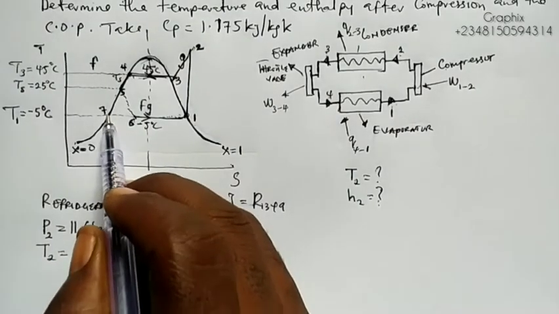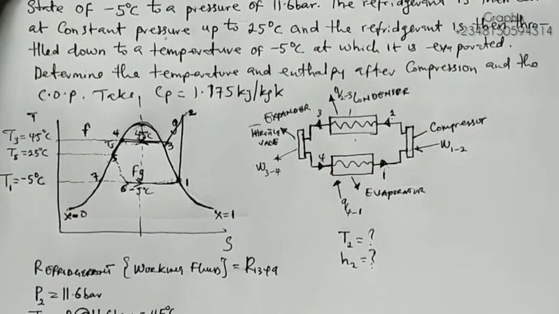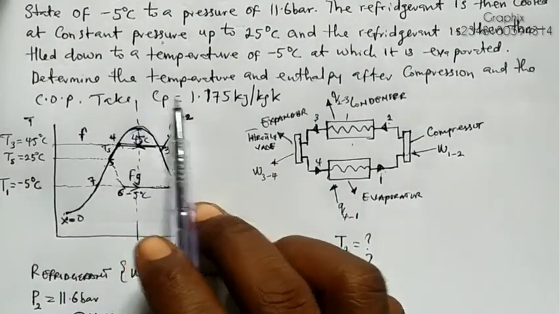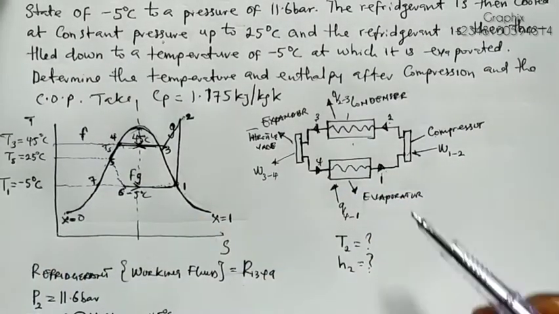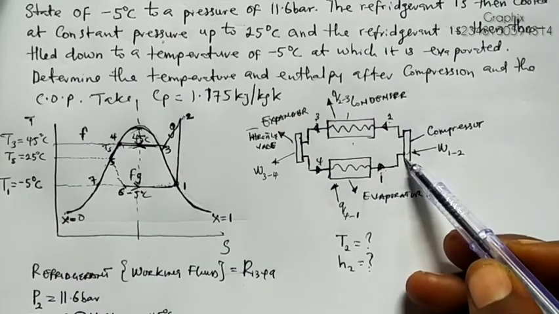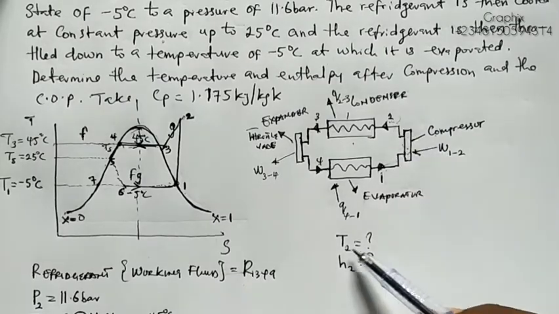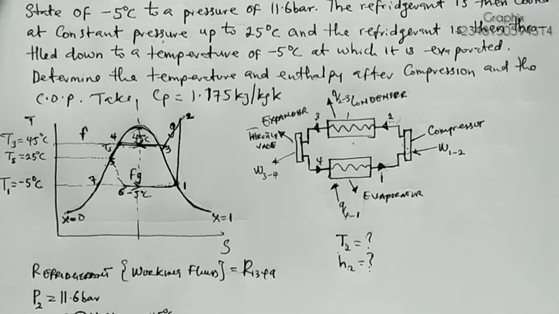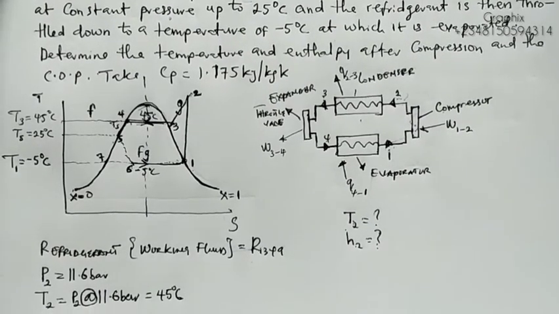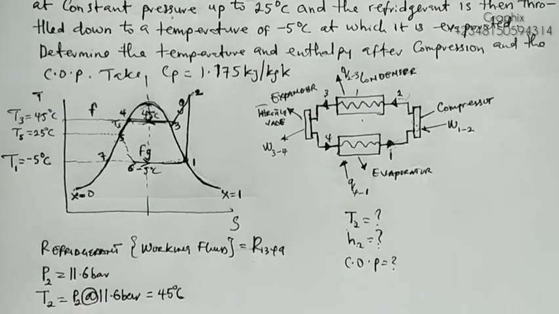So after that, we are told to look for what? We should determine the temperature and the enthalpy after compression, and the COP, right? So you see, after compression. State 1 is before compression, because this is where it is entering the compression. State 2 is after compression. So the temperature we'll be looking for will be T2, and the enthalpy we'll be looking for will be H2, right? And our COP, we just look for our COP also. So now let's start and see how it goes.